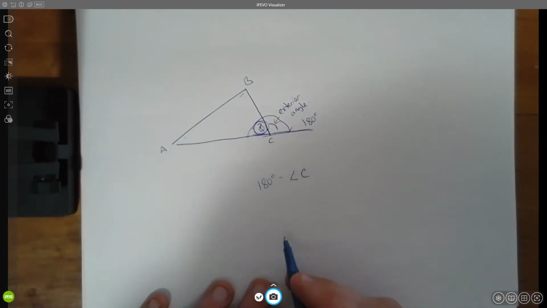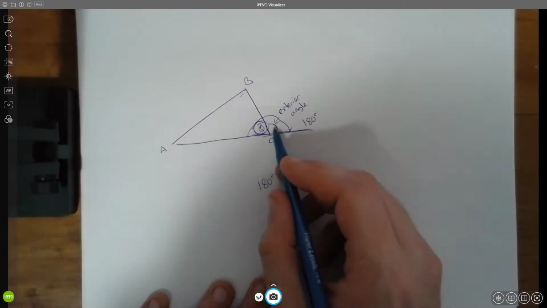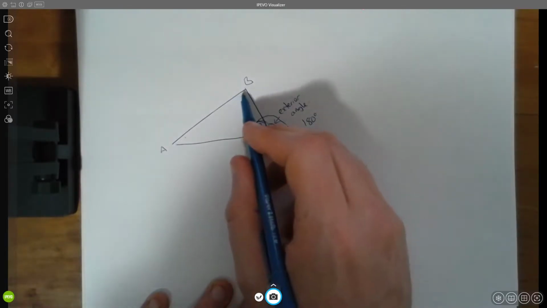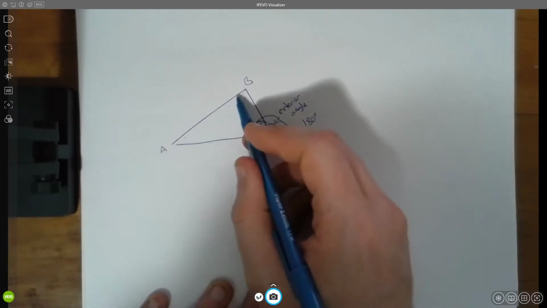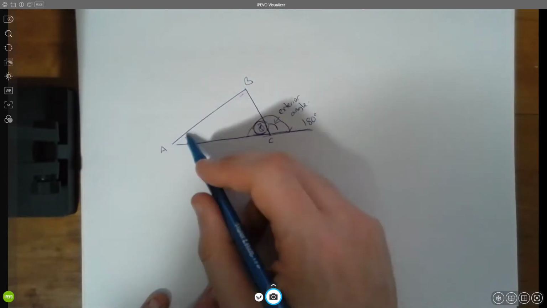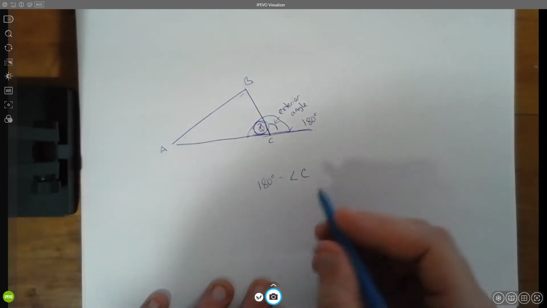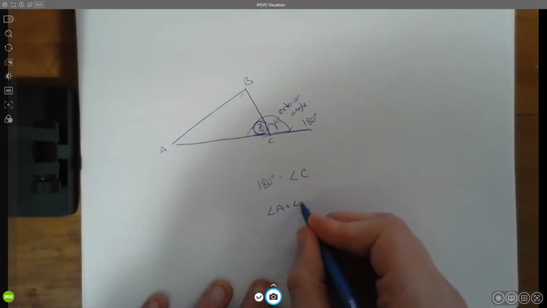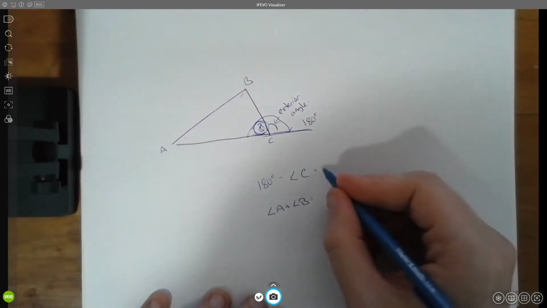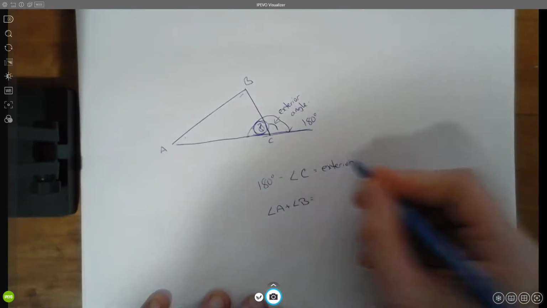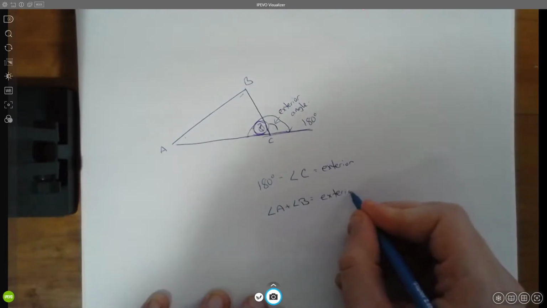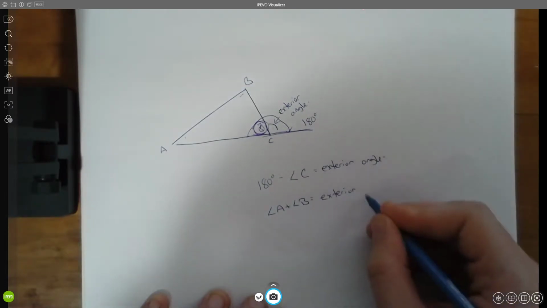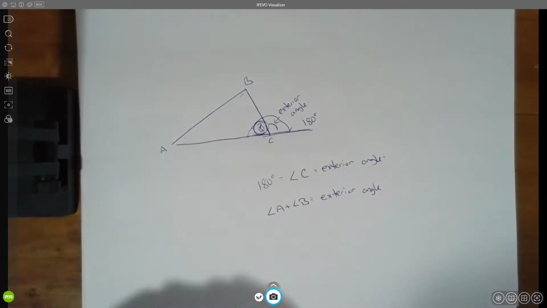Another way that we could figure out this exterior angle, though, is that this exterior angle is always going to be the sum of the two opposite angles. So not angle C here, but these two angles added together. So in this case, our exterior angle could also be angle A plus angle B. And those will both give us our exterior angle, and they will both give us the same value. And that's the main part of this entire lesson.